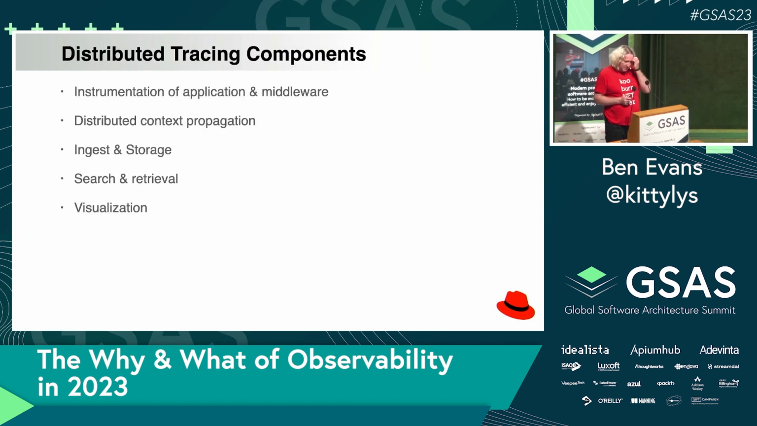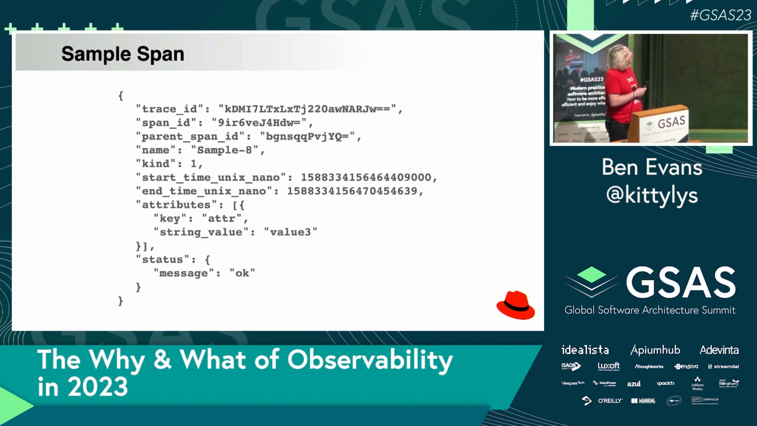Okay, so let's talk about the components that go into a distributed tracing system. Well, first of all, we need instrumentation of application and middleware. Why? Well, we need to carry around these three identifiers: the trace ID, the span ID, and the parent span.